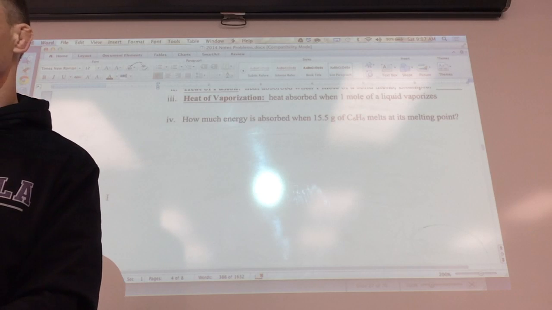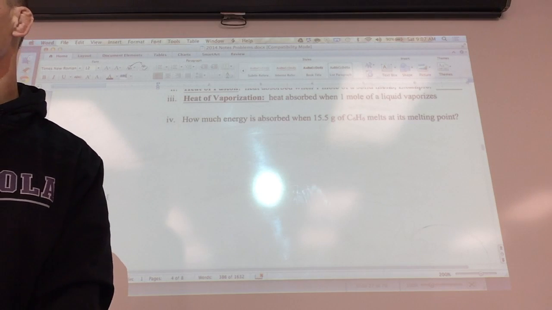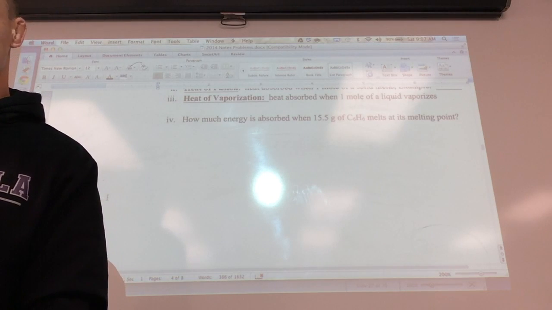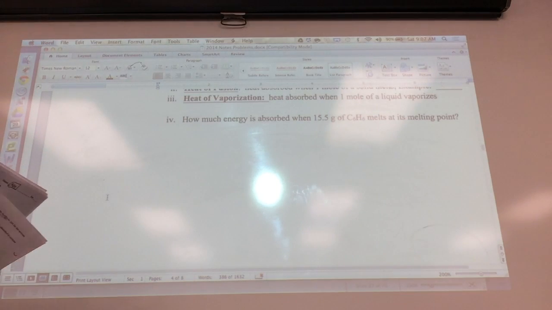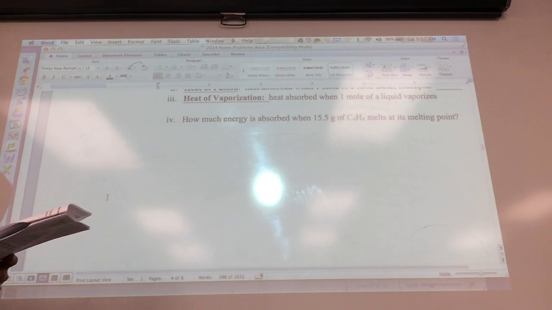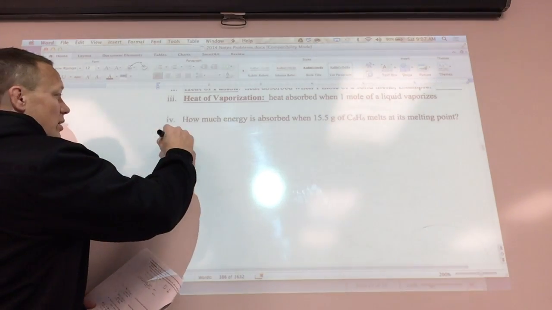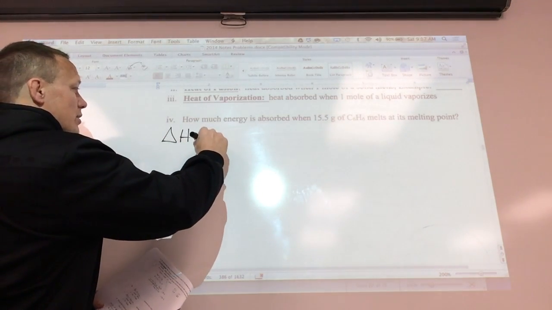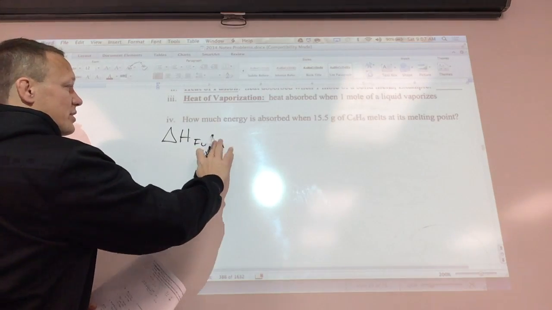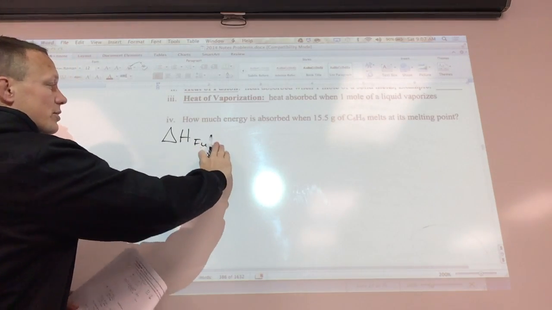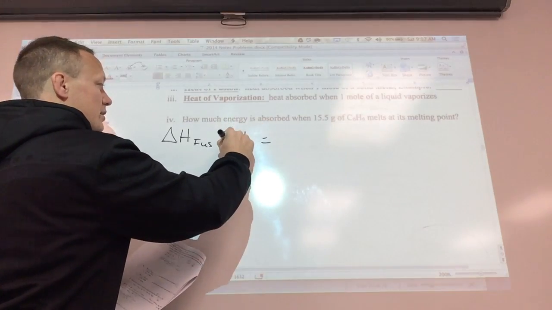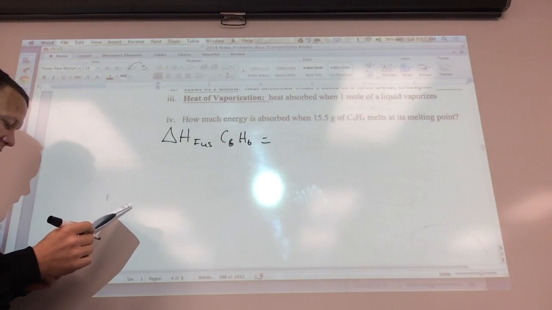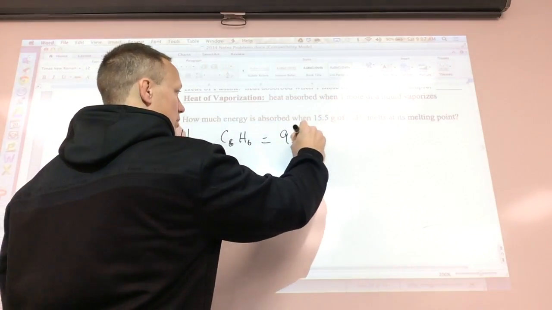Just a couple more questions here. So this one, how much energy is absorbed when 15.5 grams of C6H6 melts at its melting point? Okay, so we're making C6H6 melt. First thing you need to know is the heat of fusion, or sometimes just symbolized H fuse, for C6H6, which is called benzene. The heat of fusion for that is 9.84 kilojoules per mole.